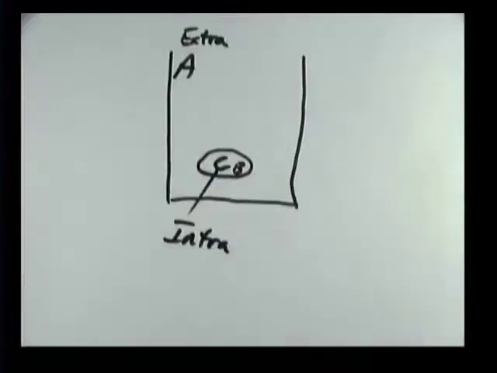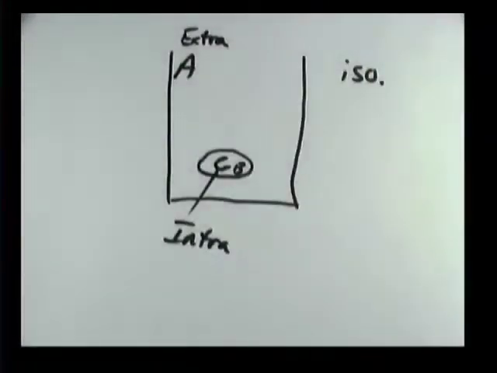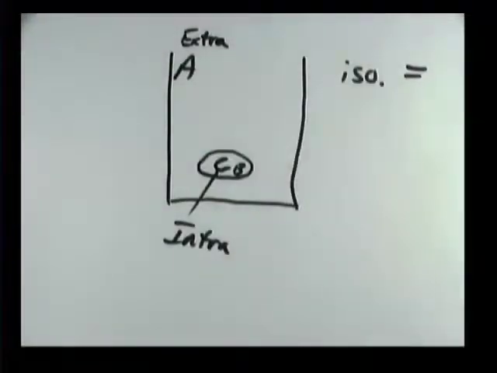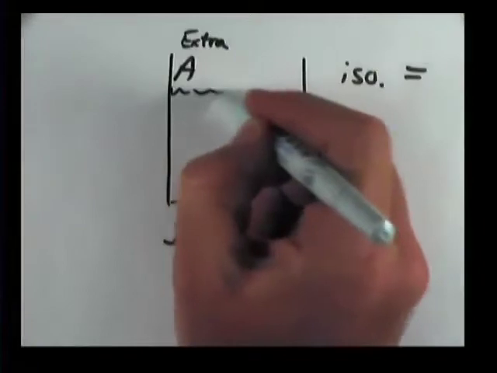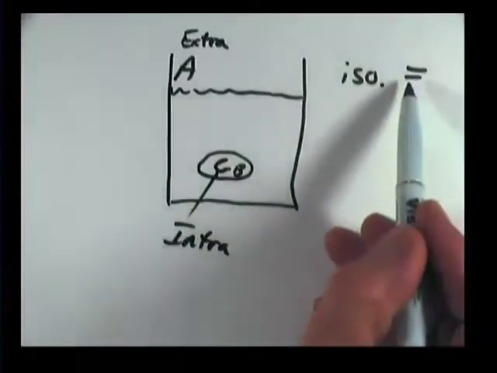So I have two solutions separated by a semipermeable membrane, of course being the red cell membrane. And I'm saying that these two solutions are isotonic. Well, what did we say that meant? That means that their concentrations are equal. Now, obviously, this is my liquid in my beaker. Obviously, their volumes are not equal. I don't care. I only care about concentrations. So the concentrations are equal.